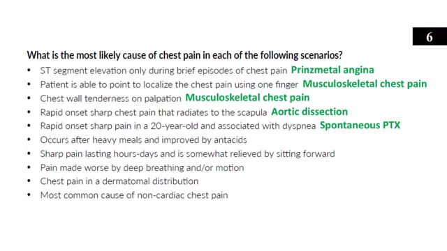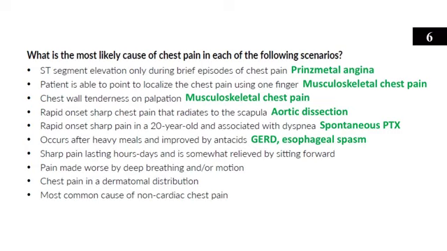The next one is occurs after heavy meals and improves with antacids. That's classically GERD, gastroesophageal reflux disease, but it could also be esophageal spasm. Spasm of the esophagus is tricky because it isn't always associated with meals. And if you give the patient nitroglycerin, like you would for a suspected MI or angina, nitroglycerin is a smooth muscle relaxer, so it's also going to relieve the pain of esophageal spasm. So just because the patient's chest pain got better with nitroglycerin, that doesn't prove that this is true cardiac chest pain.